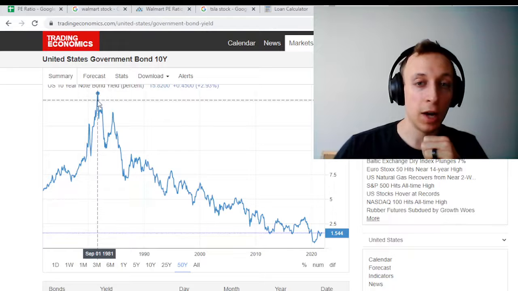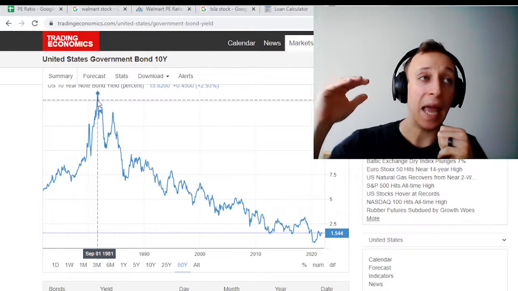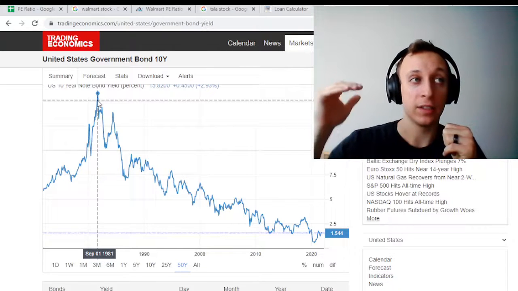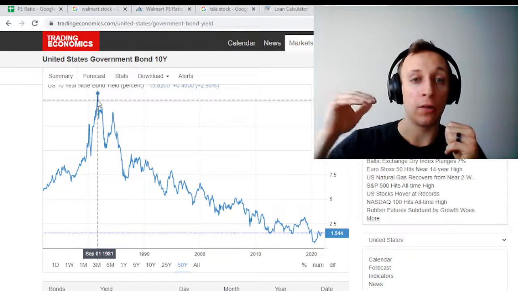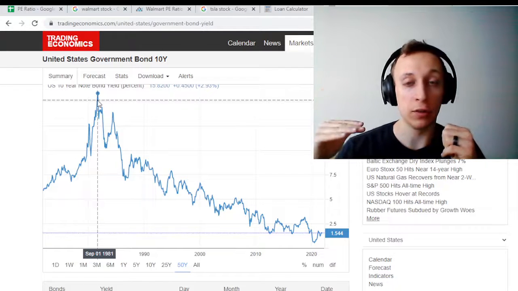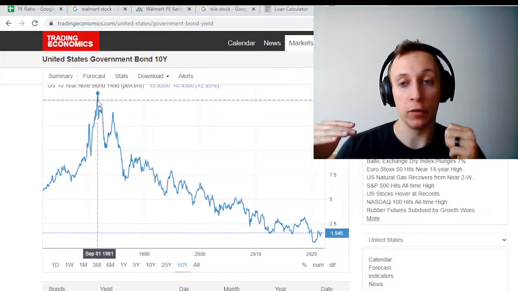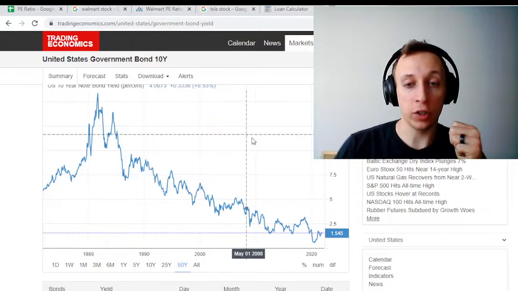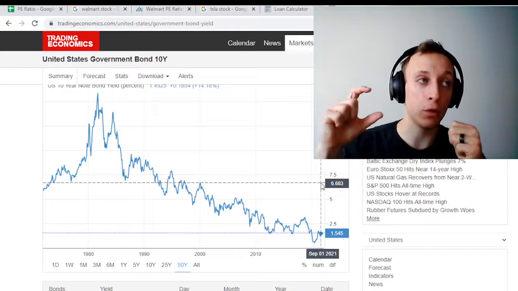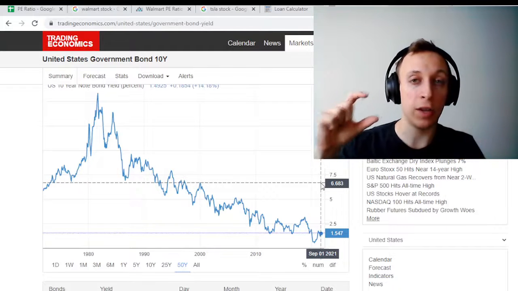So when bond rates are high, that means people are willing to pay less for stocks because they want a better return. Basically, if you're paying less for $1 of earnings or for a stock, you can have a better return. When interest rates are low, you don't need as much of a premium to buy a stock.